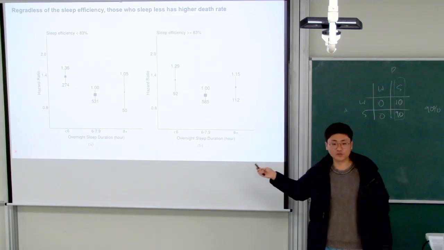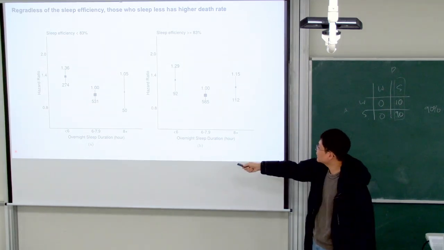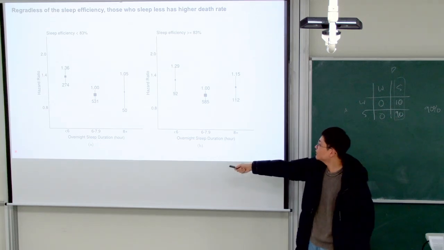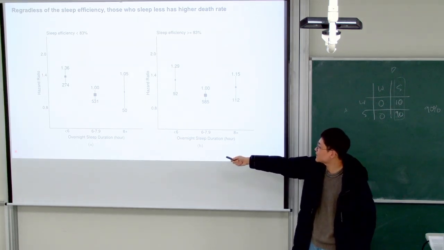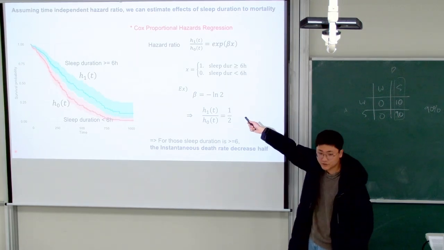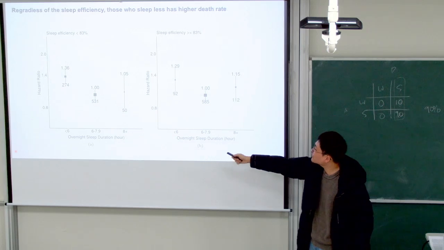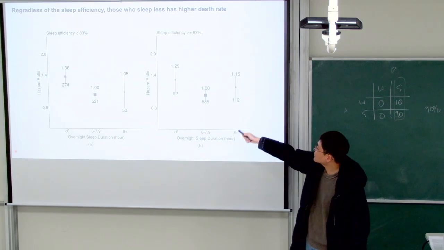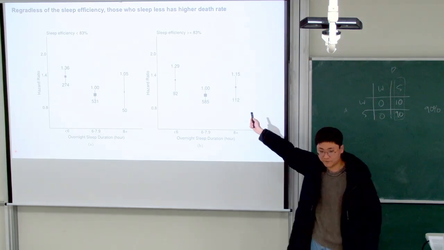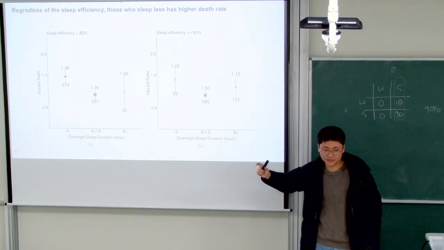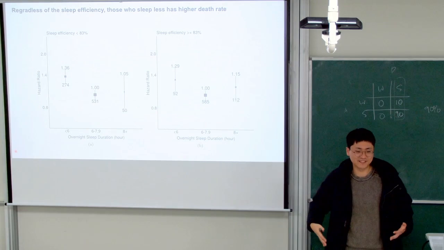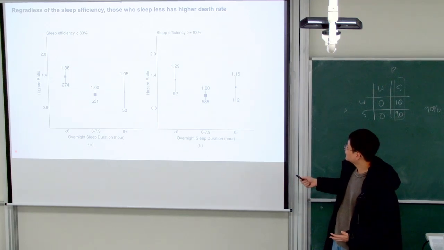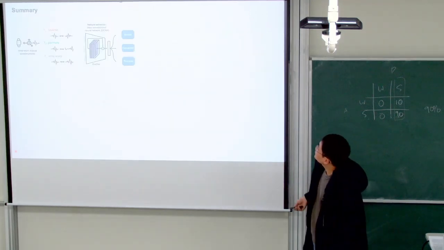And this is the real result. Here, the baseline is sleep between 6 and 7.9 hours. But here, you can see that this hazard ratio, which is the ratio between these two values, is slightly larger for those who slept less than 6 hours. And this is not related to sleep efficiency. So maybe the key point is that you need to sleep longer than 6 hours. And yeah, that's the end of the content.